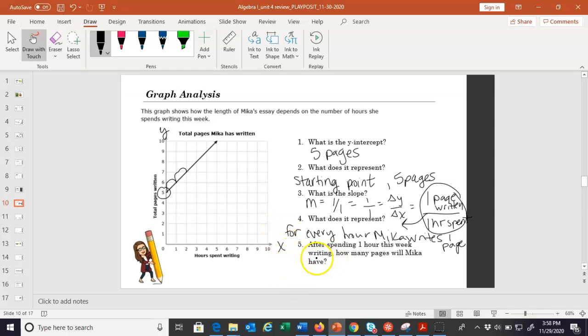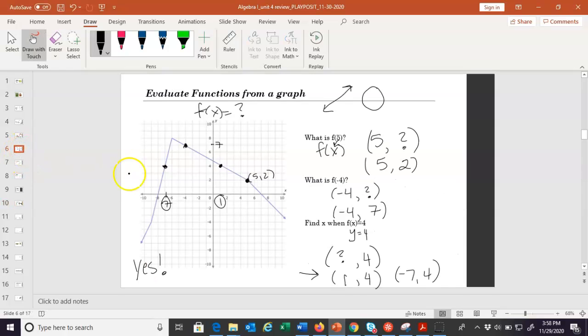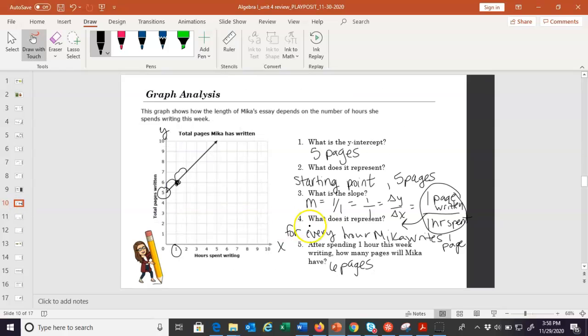All right, our last question here. After spending 1 hour this week, how many pages will Mika have? So we go to 1 hour, we go up to the graph, and after 1 hour, she's going to have 6 pages. So this is sort of another way to do function, what we did up here, look. Evaluating functions from a graph. So you can also do that in real world scenarios. So we could also write this f of 1 equals 6. So 1 hour is the x value, that's the input, and the output is 6 pages. Cool.